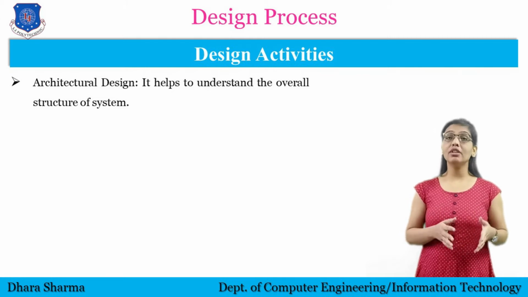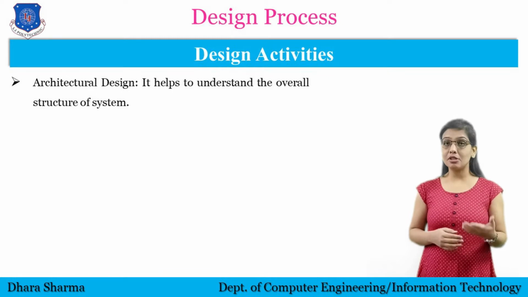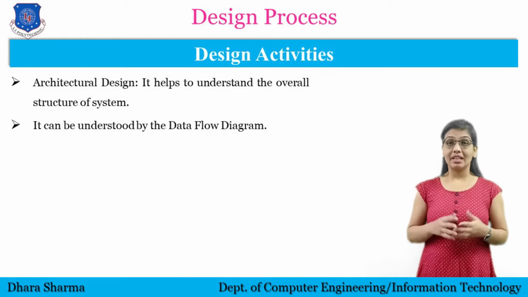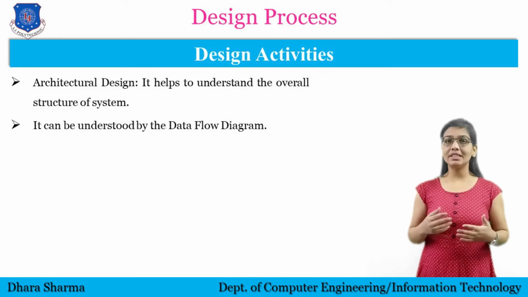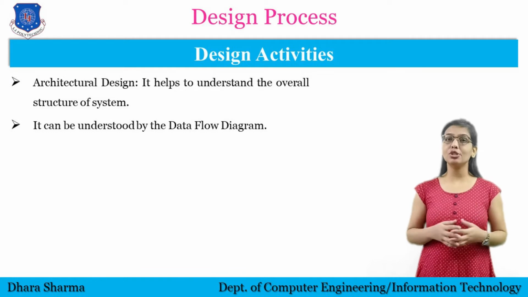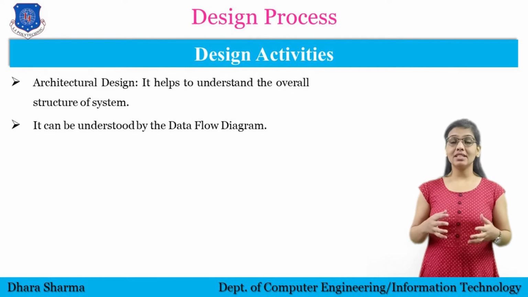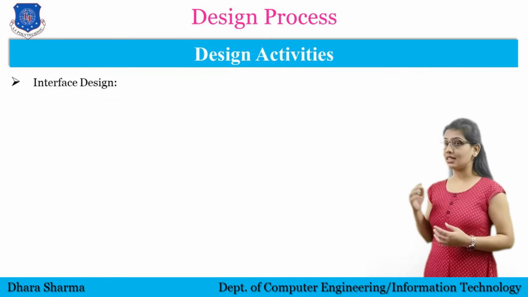It provides all the information like modules of the system, functionalities, users, tables of database, data and flow of data, etc. It can be understood by the data flow diagram. Data flow diagram is a somewhat complex diagram, but it gives the best solution to understand the whole system and its working. Next design activity is interface design.